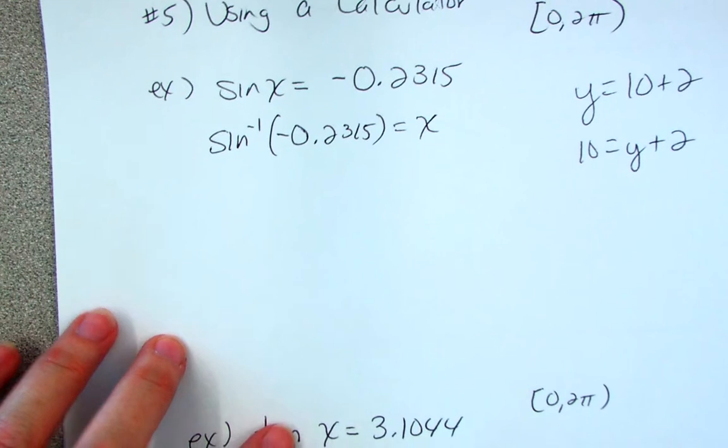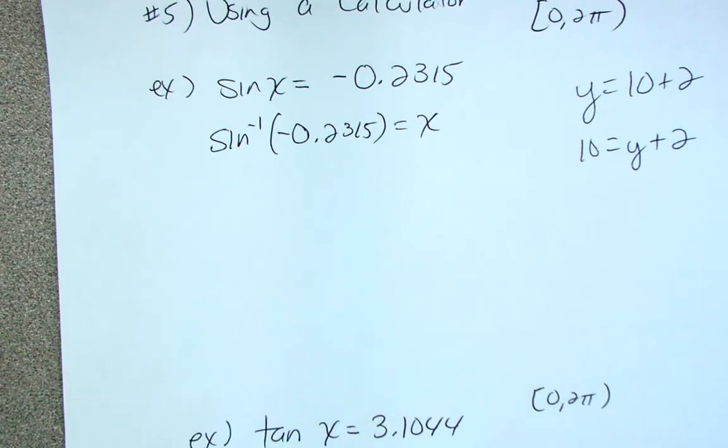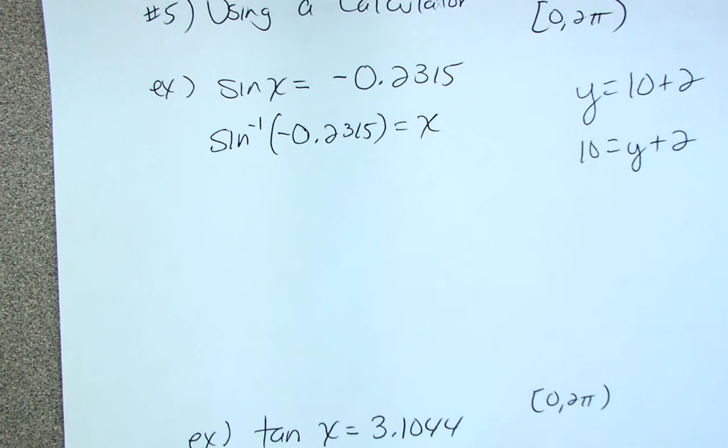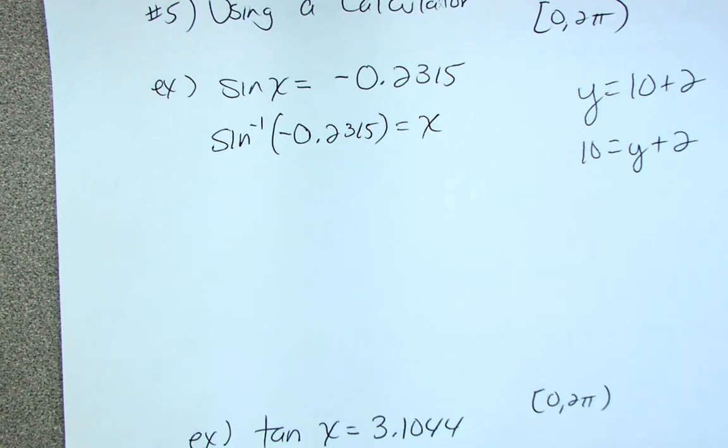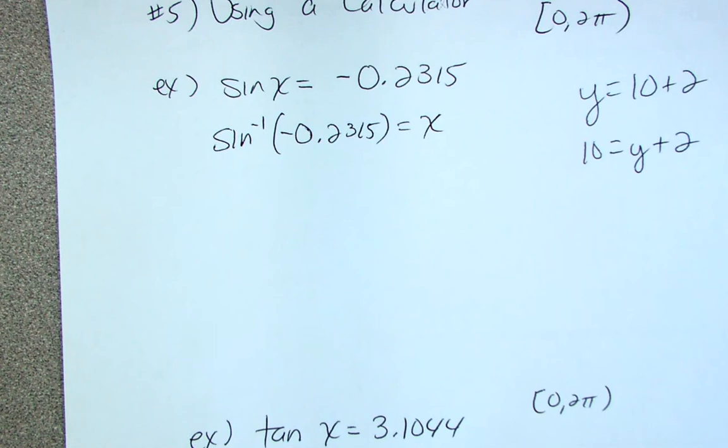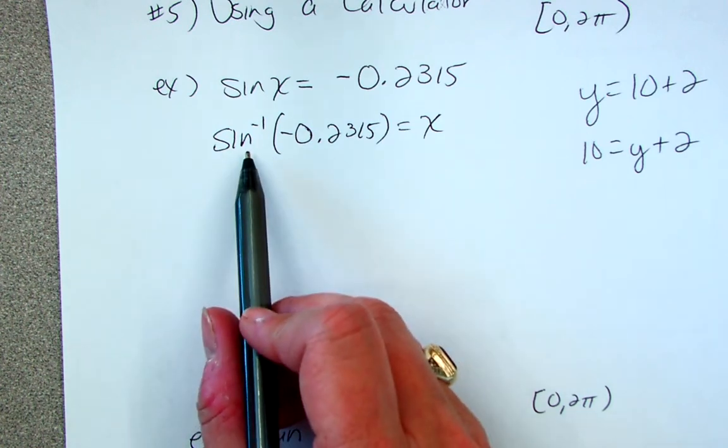Oh, now it's isolated. That's right. I switch out my x's and my y's. That's y equals sine of x. What's my y? Negative 0.2315. Let me think about this for a minute. Now I have an inverse.